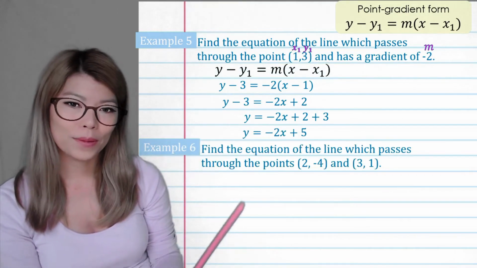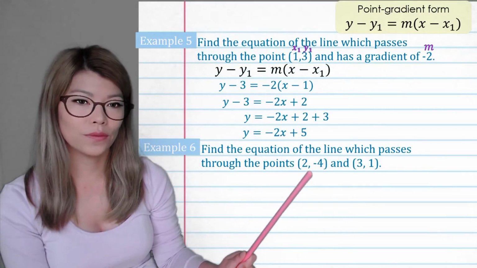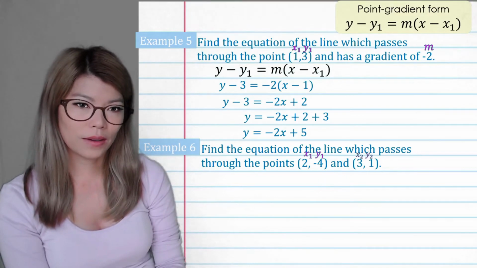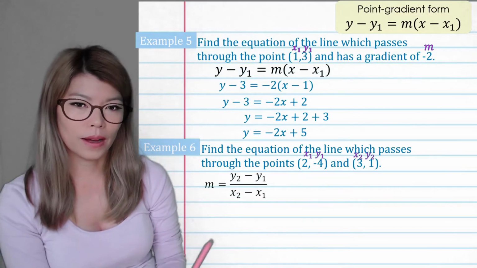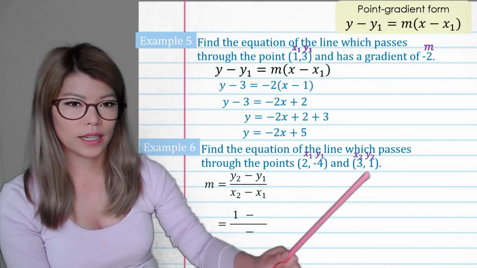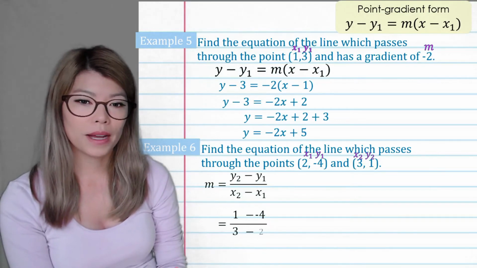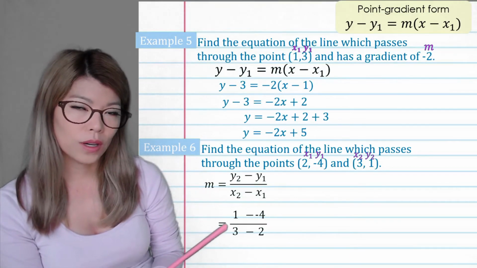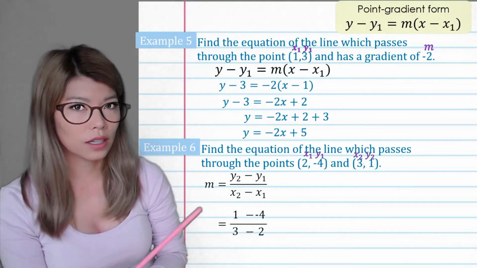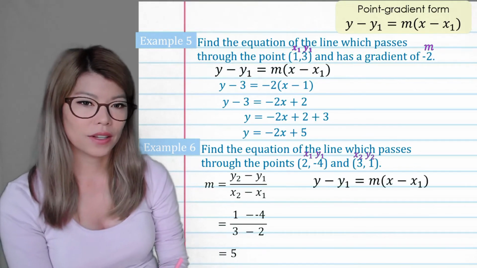One more example, find the equation of a line which passes through the points 2, minus 4, and 3, 1. So we can write down our gradient by using that formula again, and we would get 1 minus minus 4, be careful with the negatives, over 3 minus 2, so we get 1 plus 4 is 5, 3 minus 2 is just 1, so 5 over 1 is just 5, so that's our gradient.